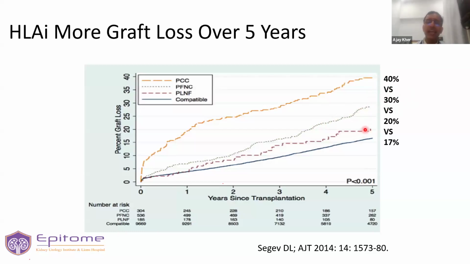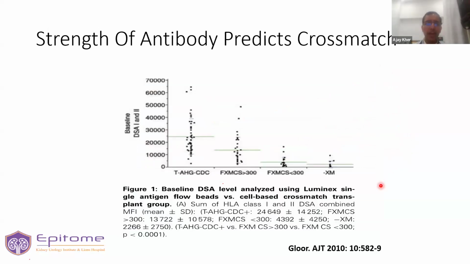If you do only single antigen bead positive with crossmatch being negative, you're at 20%, and your routine HLA compatible transplant is at 17% graft loss over 5 years. When you look at the strength of the antibody, they do predict crossmatch. So antibodies about 20-25,000 will turn your CDC positive, flow crossmatch around 10 to 15,000. For a high flow crossmatch, about 5 to 10,000 for a low flow crossmatch, and negative are going to be much lower.